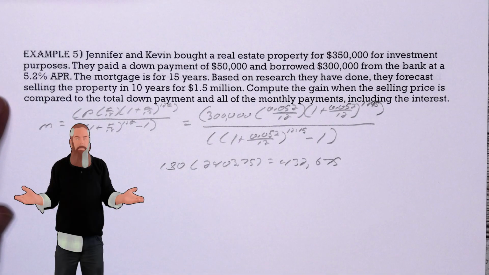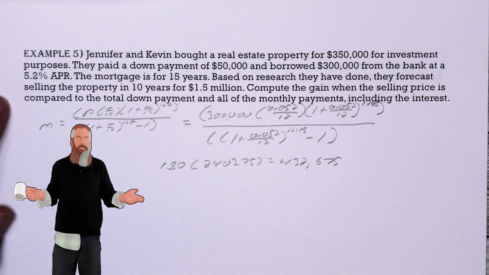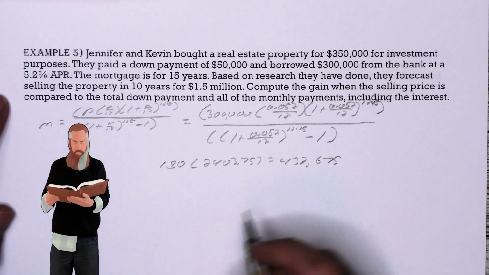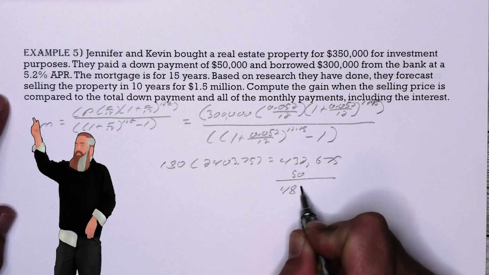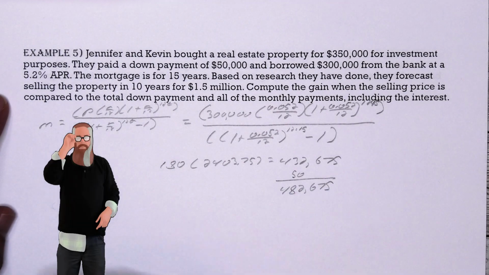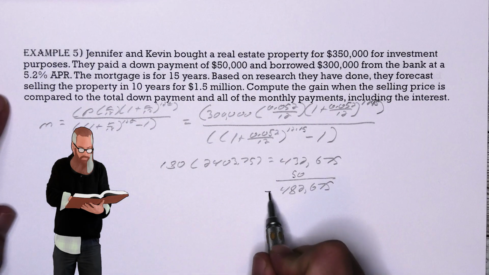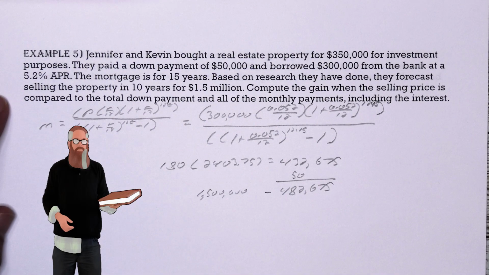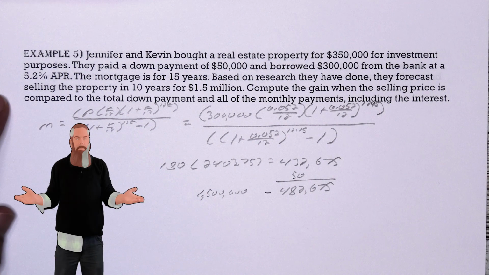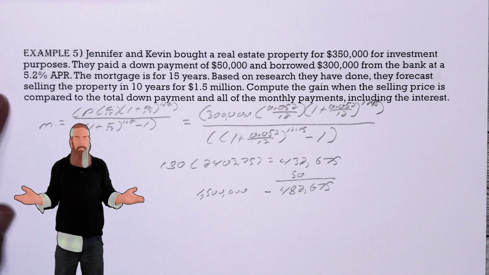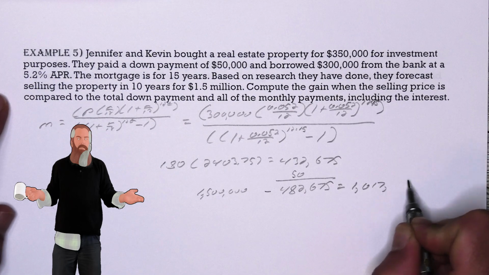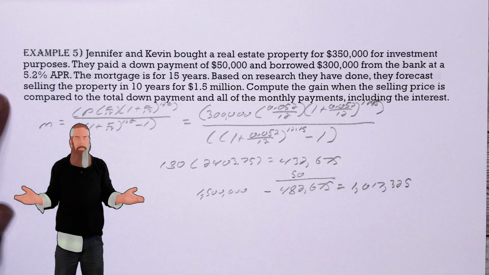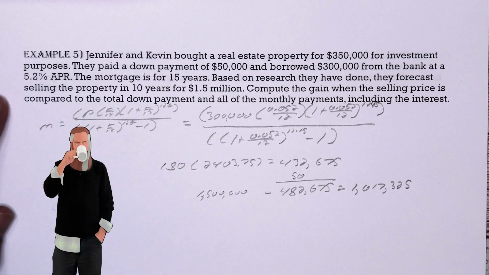$432,675. The total monthly payments is $432,675. Add that to the down payment of $50,000 and we get $482,675. Subtracting that from the $1.5 million to get the earnings. Now we're going to notice that other expenses are involved in owning real estate, such as taxes, maintenance, insurance, and this is not included in the calculation. But we're going to get $1,017,325. The investment would earn over $1 million.